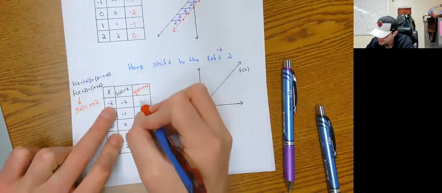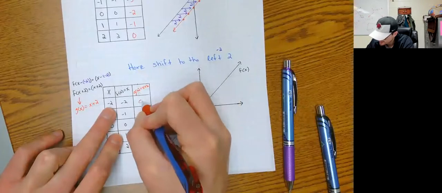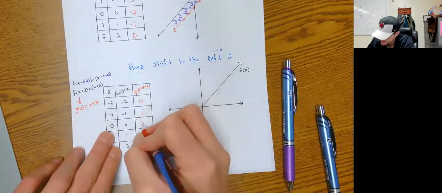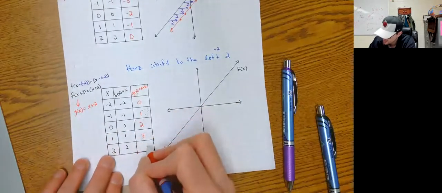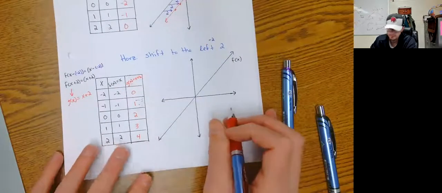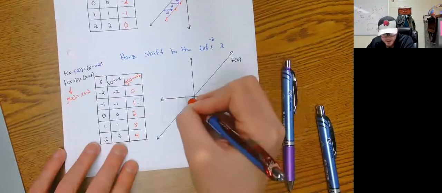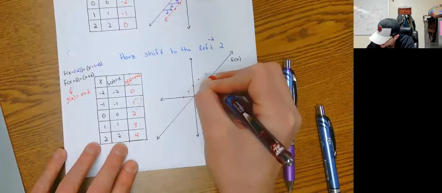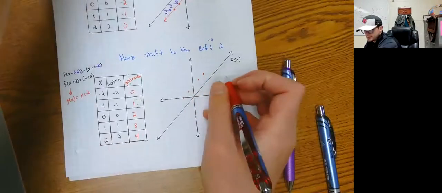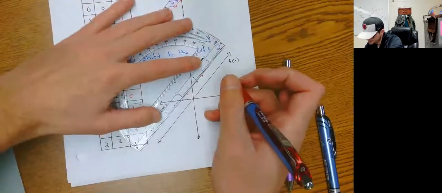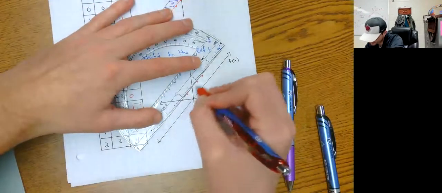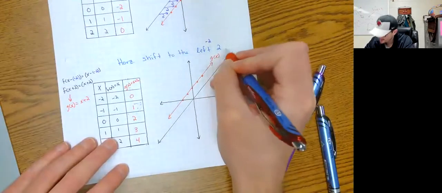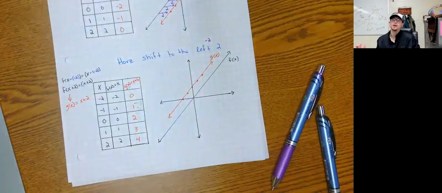So -2 plus 2 is going to be 0. -1 plus 2 is going to be 1. 0 plus 2 is 2. 1 plus 2 is 3. 2 plus 2 is 4. All right, so -2, -2, 0, and then so on. Right, and then we get g of x. Awesome. All right, now we have g of x.